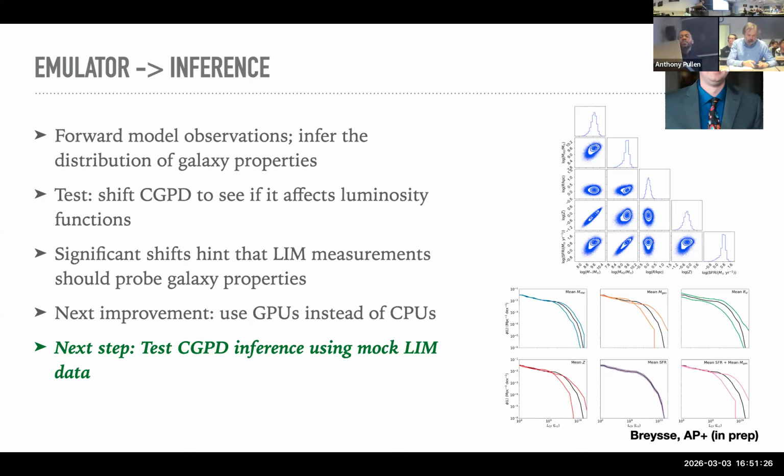The second thing we want to do is, instead of this hint, actually do a full pipeline simulation of an analysis where we would characterize this distribution given some expected line intensity mapping data. My postdoc at Aurora is currently working on this project to see how well that could be characterized.